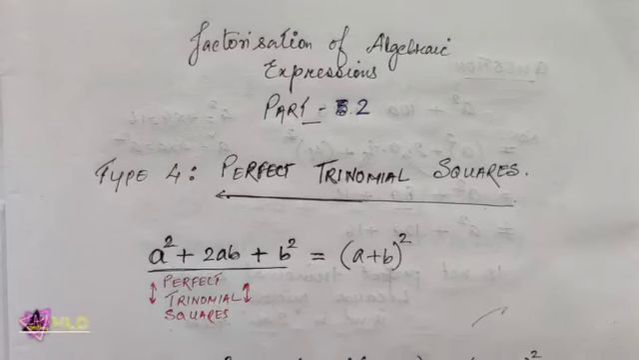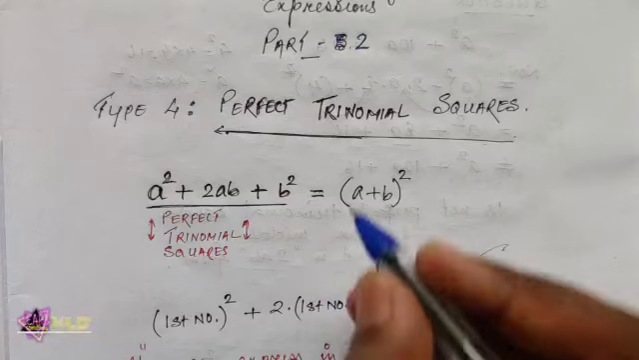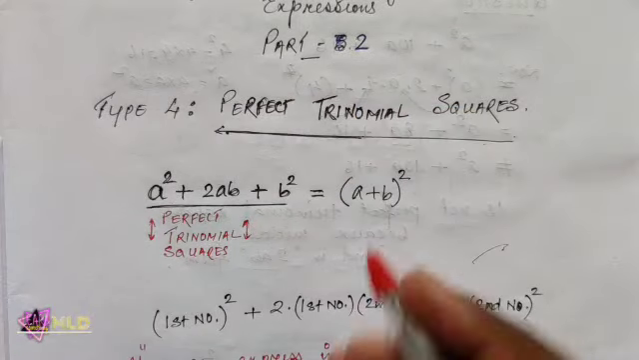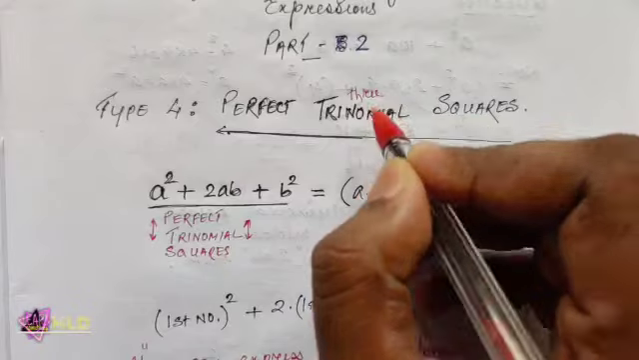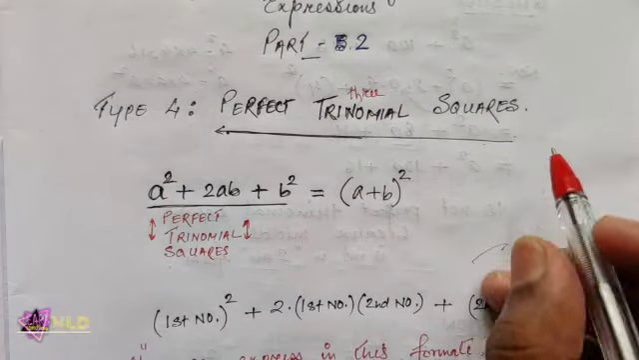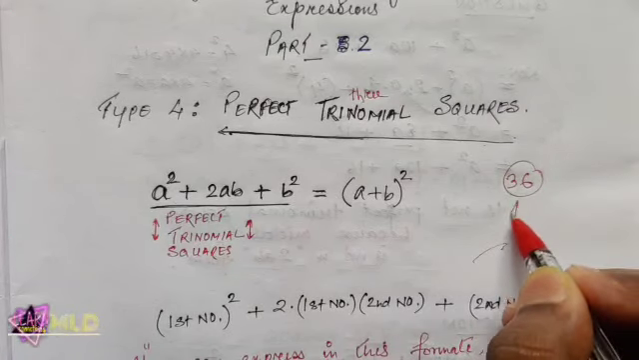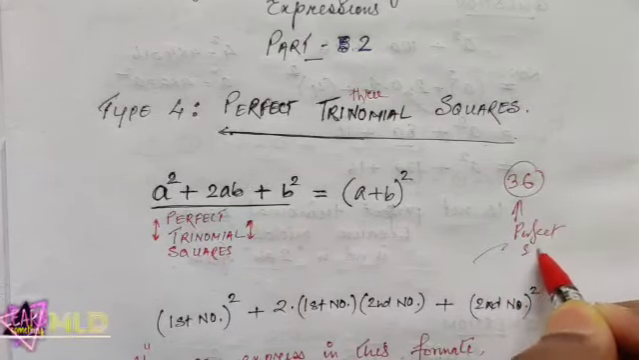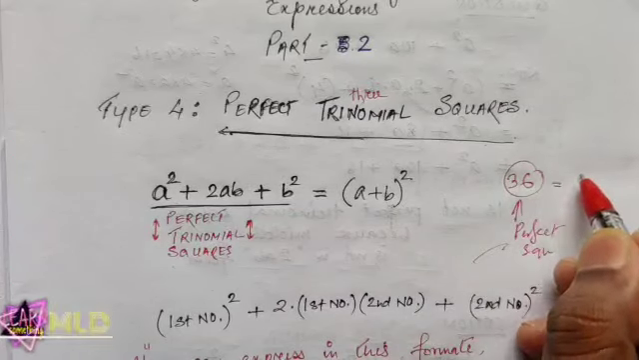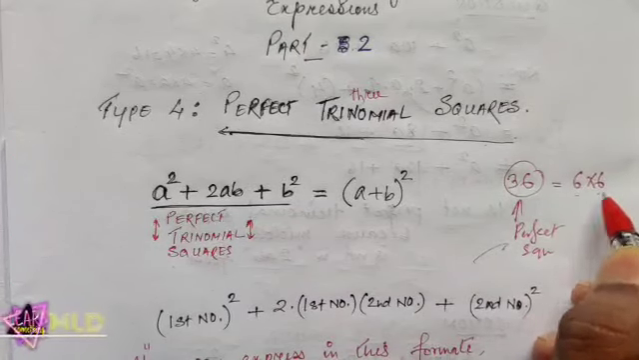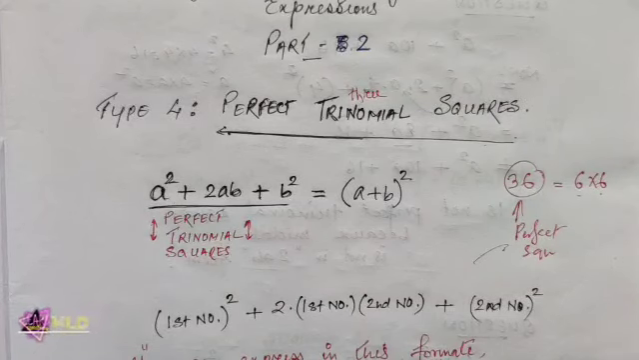What does this mean? Trinomial means 3 terms. Perfect square, like we say 36 is a perfect square. Why? Because to get 36 we need to multiply 6 two times. When you multiply the same number 2 times, the product is called a perfect square. Similarly, in an algebraic expression also we have perfect squares.